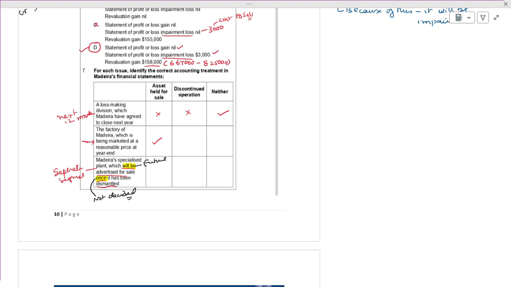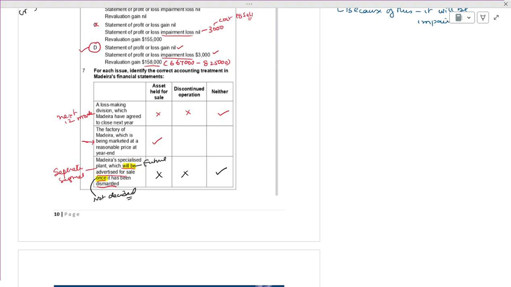We will show asset held for sale? No. Discontinued operations? Not decided. No period. Neither. Is it right? We show neither way.